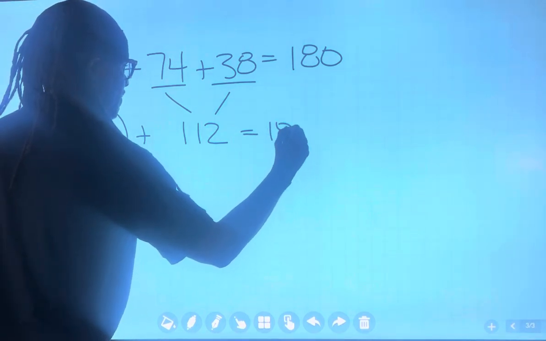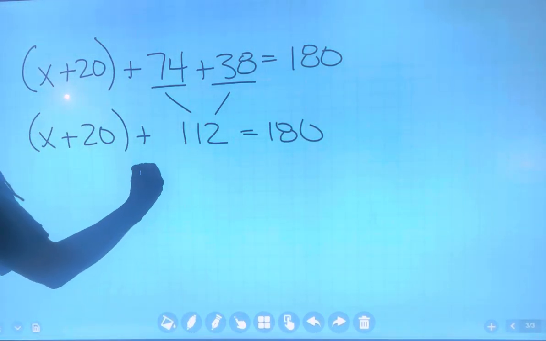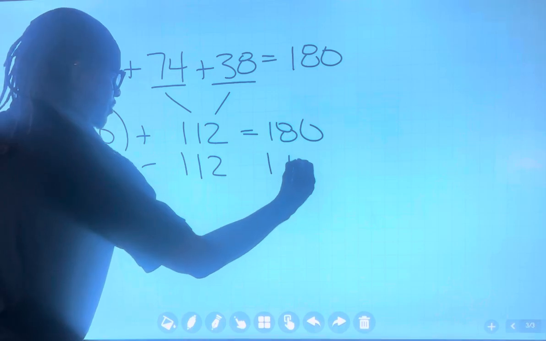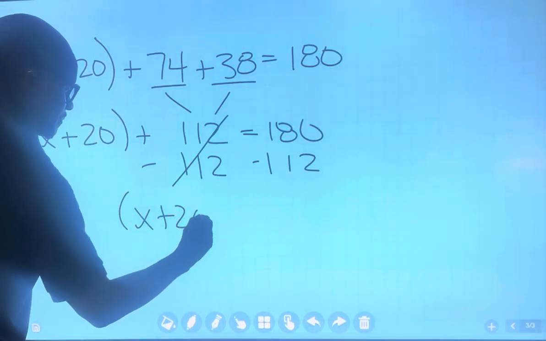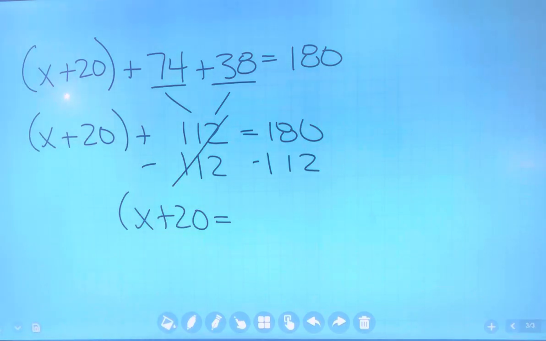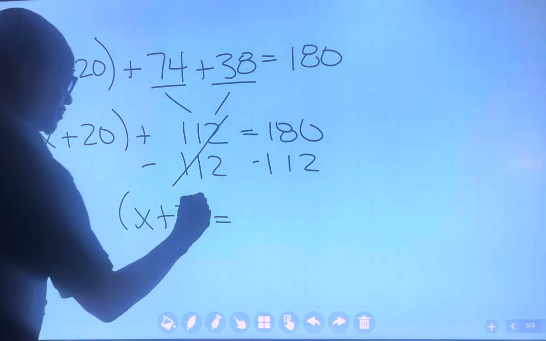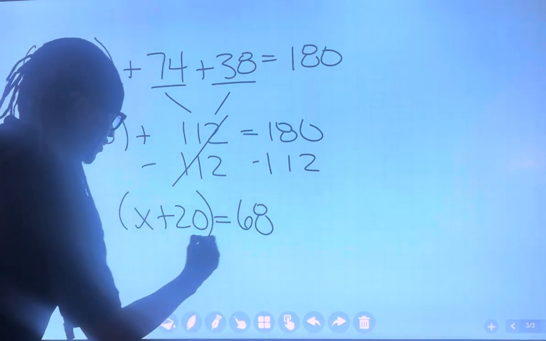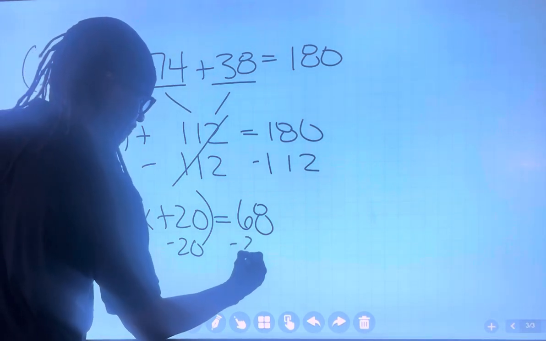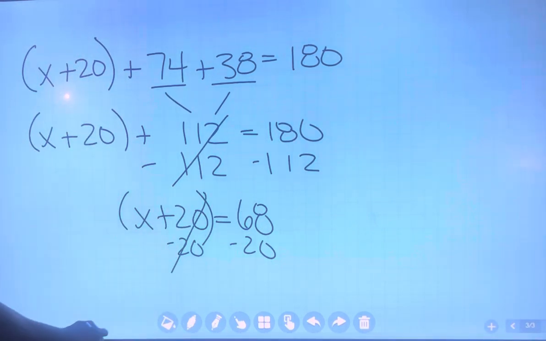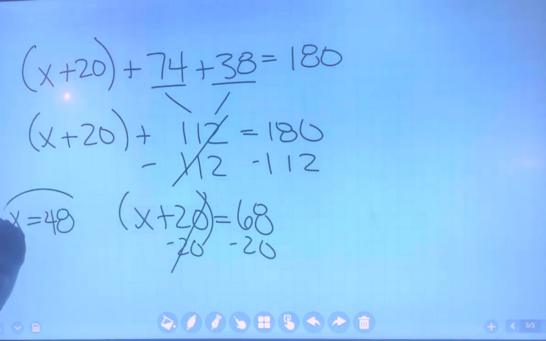Set it to 180. You'll then subtract both sides by 112. Those are canceled, giving you x plus 20 is equal to 180 minus 112. Let's see, that was 170, so 68. Just straight up 68. And then we subtract these here. 68 minus 20 is going to make x equal to 48.